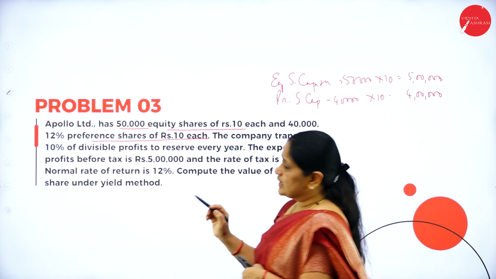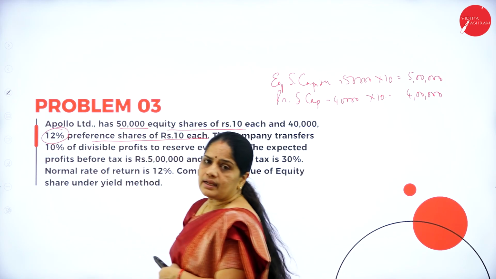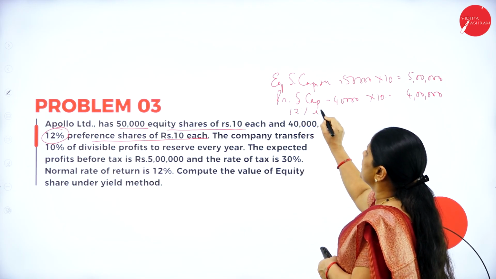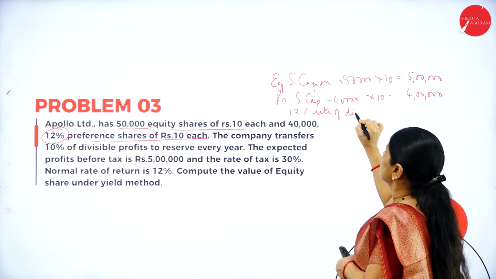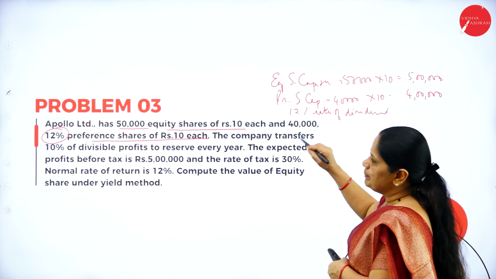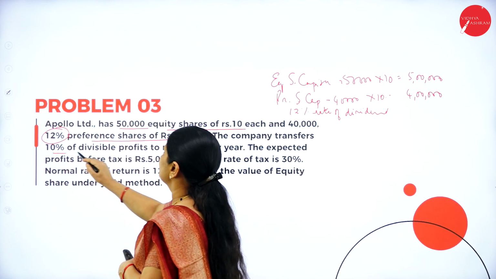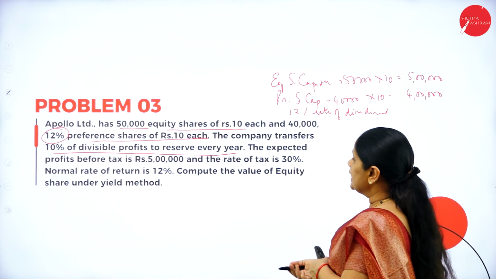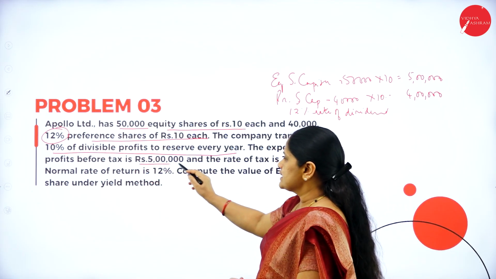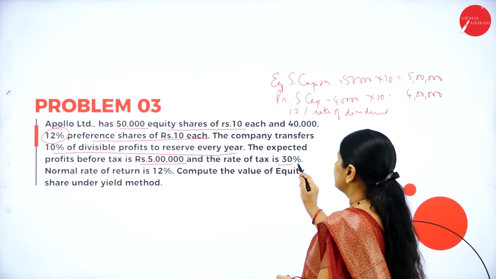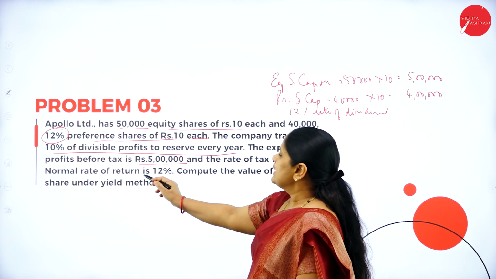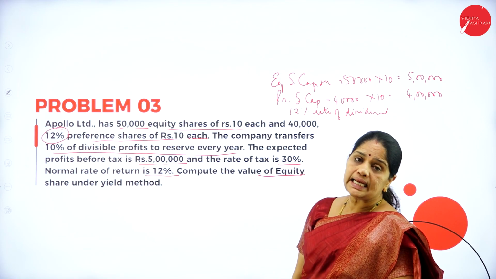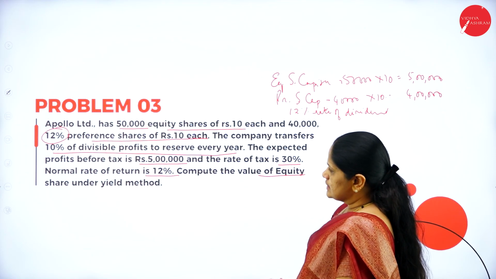And they have also given us 12%. Now, what does this 12% stand for? 12% stands for the rate of dividend. The company transfers 10% of the divisible profits to reserve every year. So, 10% of the profits is transferred to the reserves. The expected profit before tax is 5 lakhs and the rate of tax is 30%. The normal rate of return is 12%. Compute the value of equity shares under yield method. So, this is the problem.